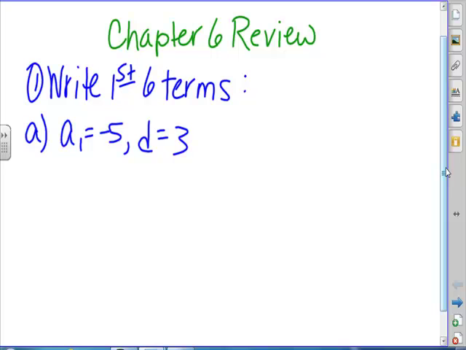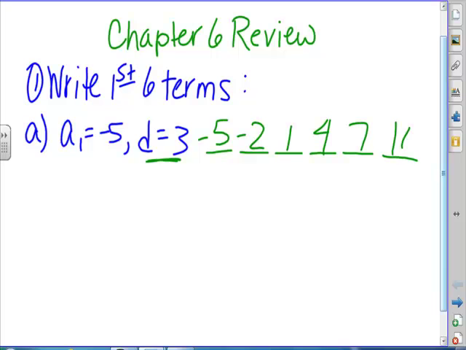So first 6 terms, 1, 2, 3, 4, 5, 6. First term's negative 5. When I see a common difference of 3, it means I'm going to continuously add 3. So negative 5 plus 3 is negative 2, plus 3 is 1, plus 3 is 4, plus 3 is 7, plus 3 is 10. Done.